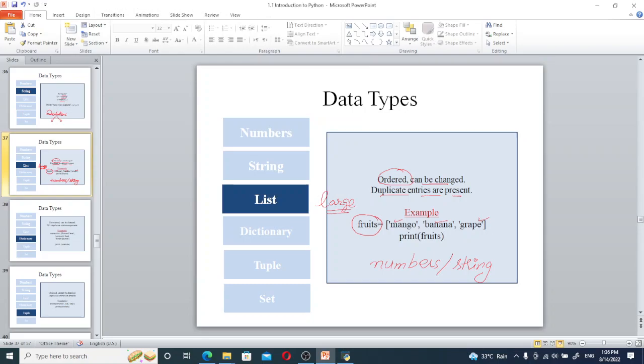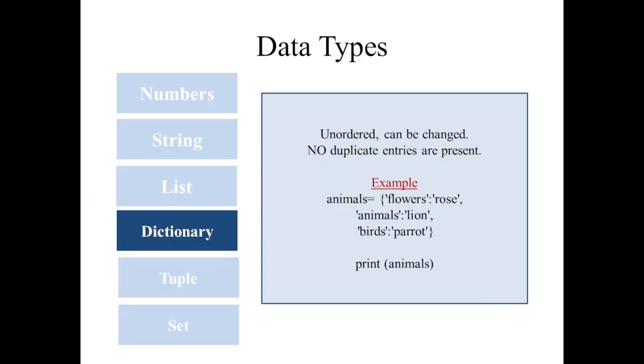Okay, let's move on to the next value, which is called dictionary. Dictionary is similar to an ordinary dictionary in which we check the explanation from a single word. In this way, many entries are present, but these entries are present in pair form. For example, the first pair is flowers, rose, the second pair is animals, lion, the third pair is birds, parrot. These entries are not individual or independent, but are in pair form.